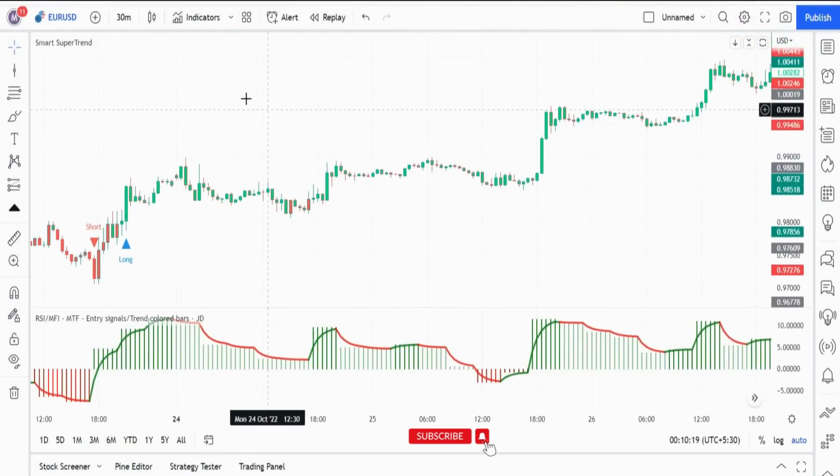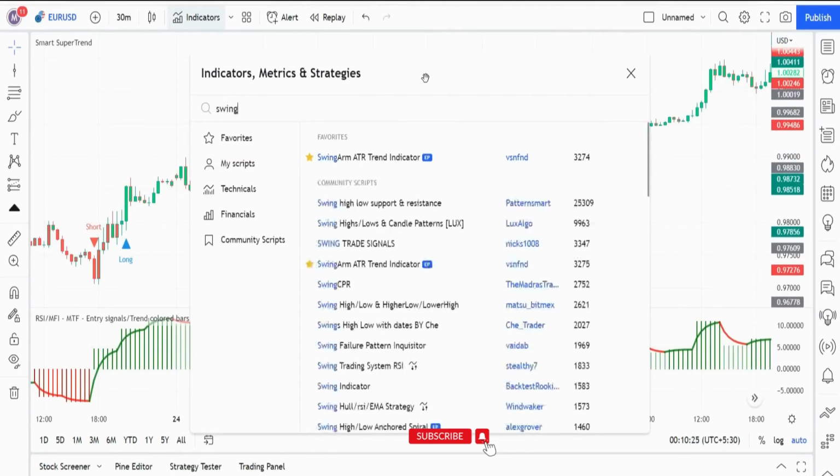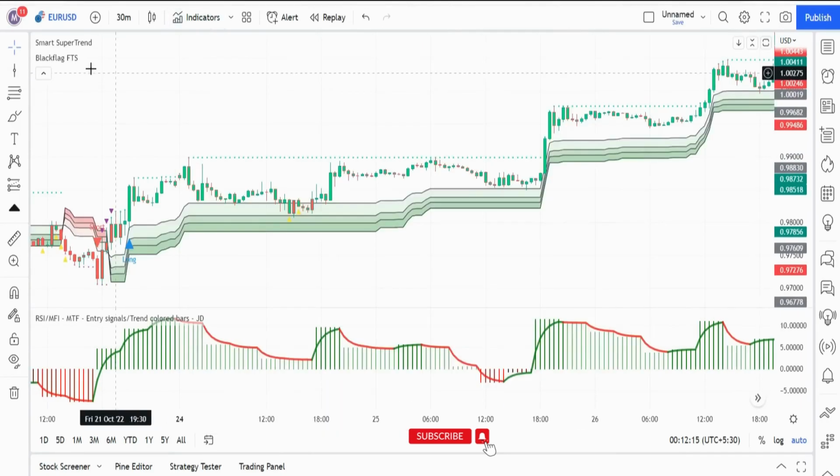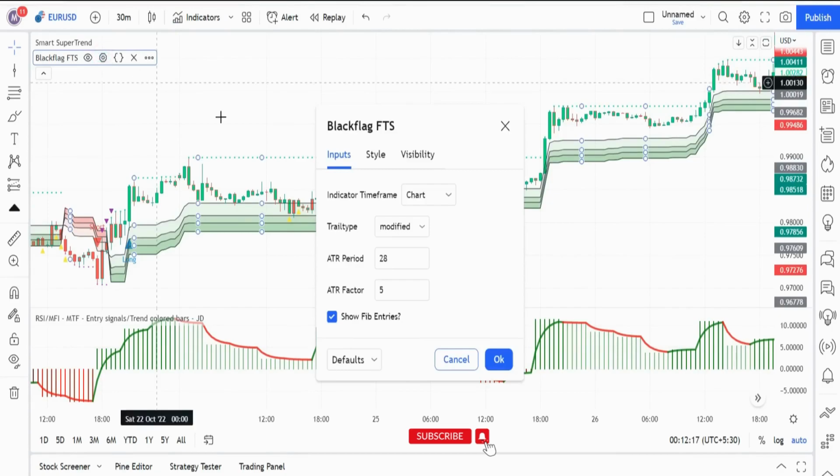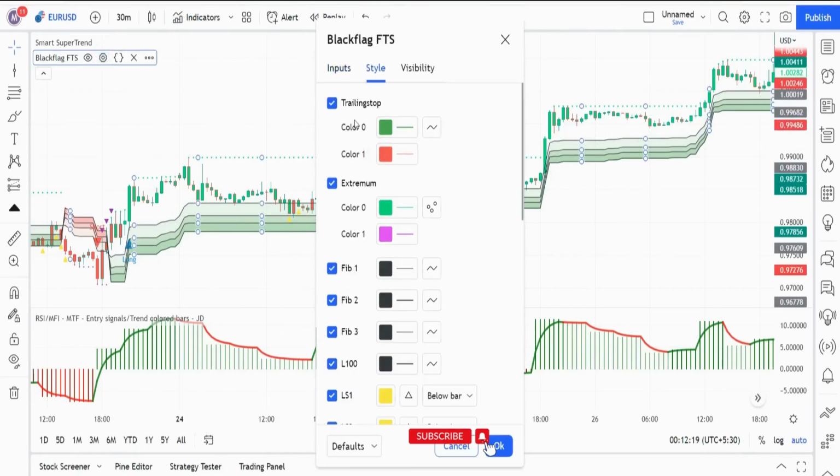I go to the Indicators tab and search Swing Arm ATR. Now click on Indicator Settings. And in the Style section, disable the Sum option, and follow the steps.